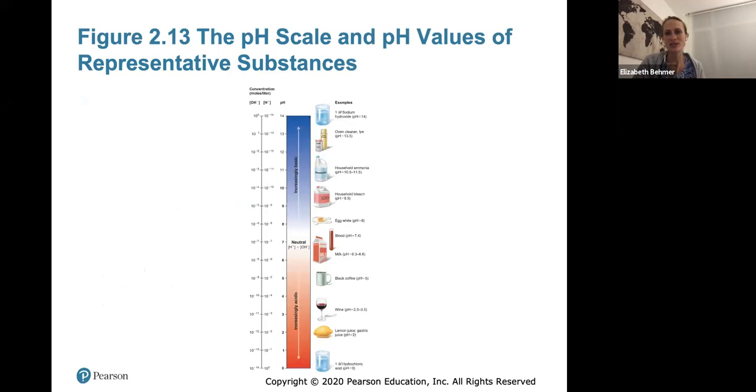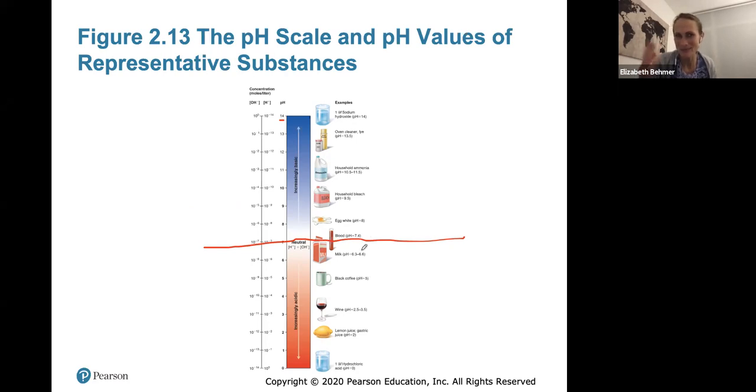So here's a pH scale and pH values. These are some common household items. At the top, we have a pH of 14. I know it's a little hard to read here. These will be everything basic, and then neutral, I'm just going to draw a line through 7. Your blood is just slightly basic at about 7.4.